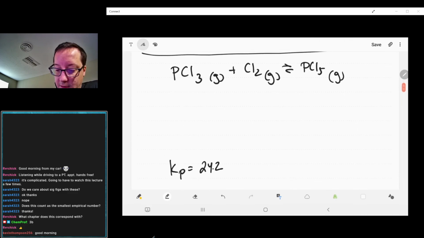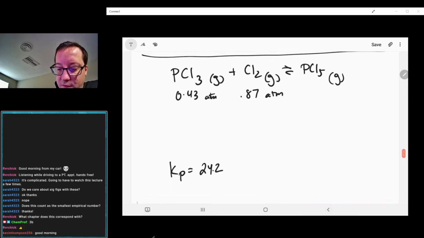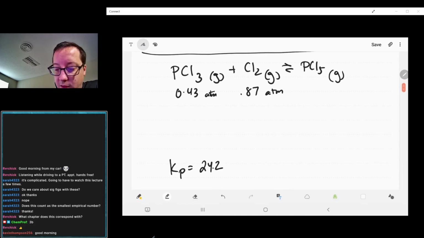All right, so let's say we started with these guys. I think we've done plenty of ones with Kc instead. We'll use Kp this time. We're going to see it's exactly the same. Nothing's really going to change in this particular one. But we'll do another one where we start with PCl5 instead and see what happens there.